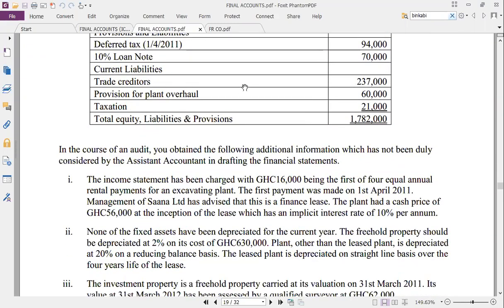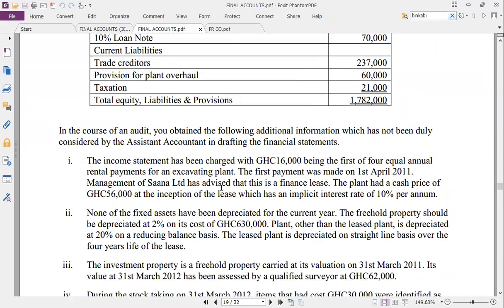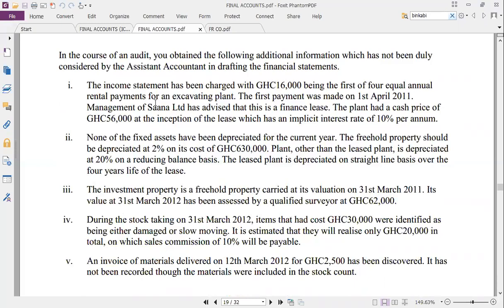That's a footnote. In the course of an audit, you obtain the following additional information which has not been duly considered by the assistant accountant in drafting the financial statement. Note 1. The income statement has been charged with 16,000 being the first of 4 equal annual rental payments for an excavating plant. The first payment was made on 1st April 2011. Management of Sana Limited has advised that this is a finance lease.